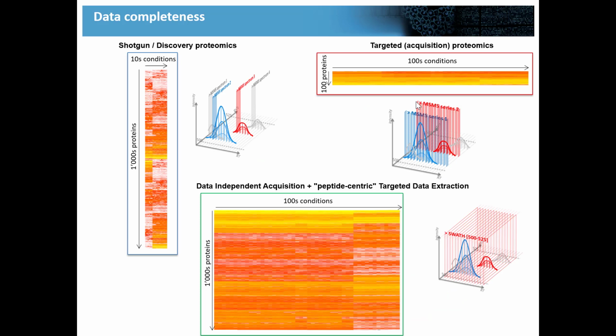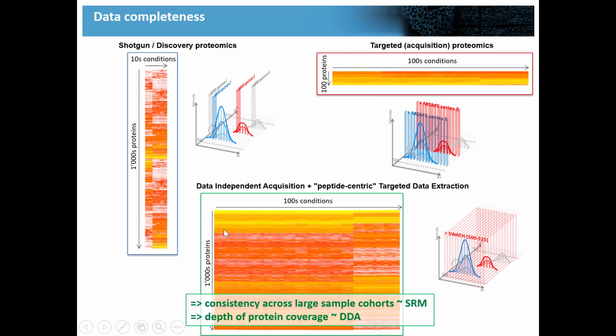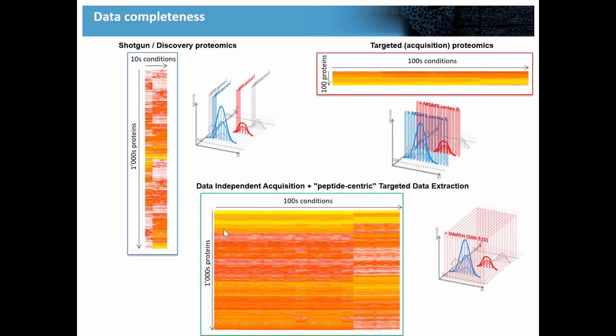And so, you've seen this picture already from Ruedi, but essentially what we hope we're getting here is the quantitative data quality that we had with SRM, or at least approaching that, but we can now do it for several thousands of proteins, and we don't need to have configured SRM measurements to do this.